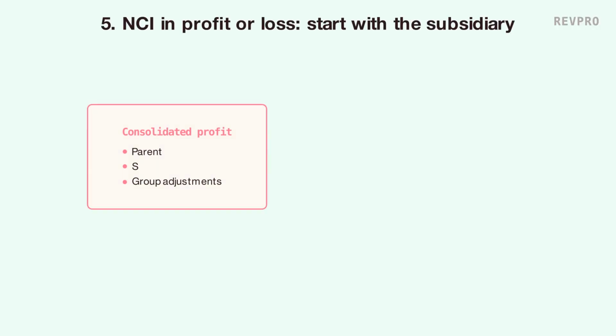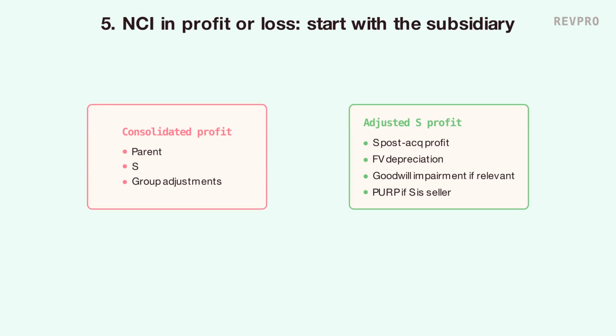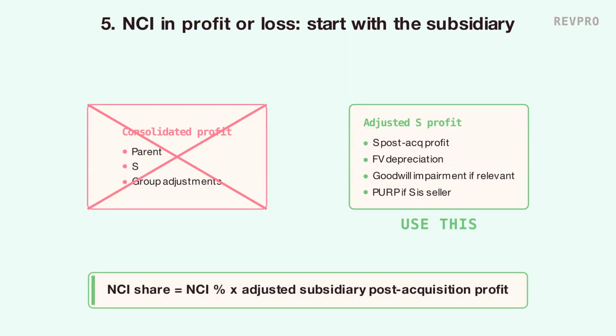Fifth, NCI in profit or loss. NCI does not receive a percentage of consolidated profit. NCI receives its share of the subsidiary's adjusted post-acquisition profit. That means you start with the subsidiary, not the whole group. Then adjust that subsidiary profit for fair value depreciation, goodwill impairment allocation where relevant, and unrealized profit where the subsidiary is the seller. Only after that do you apply the NCI percentage. This is a very common mistake because consolidated profit is already sitting there, looking tempting. Ignore it for NCI. Use the subsidiary.